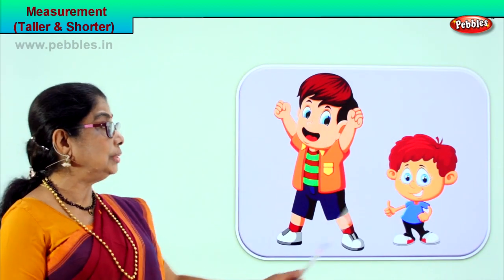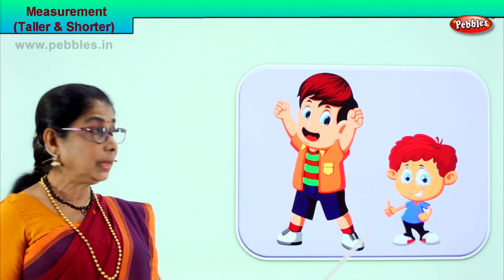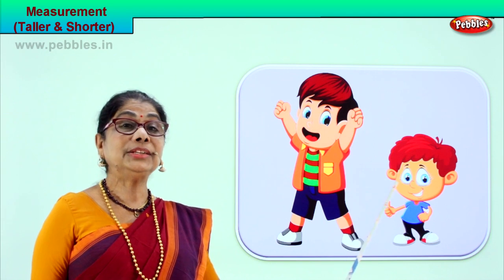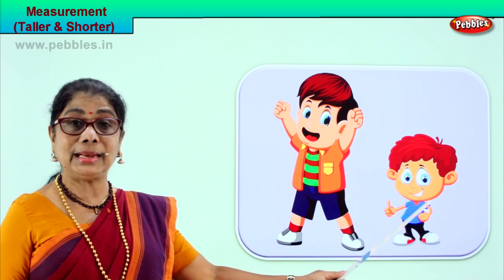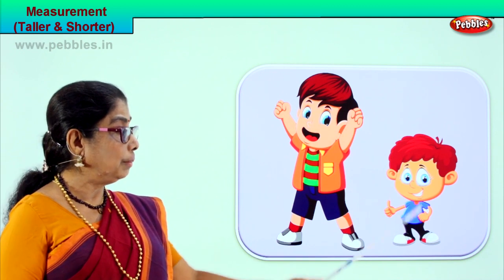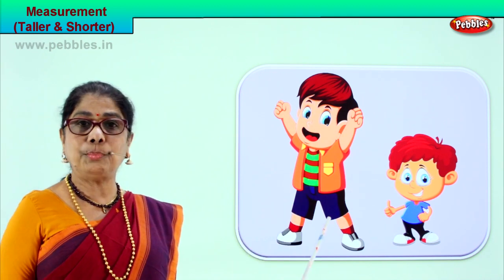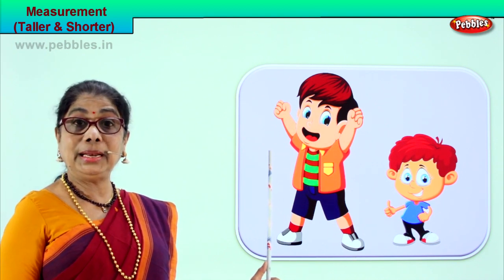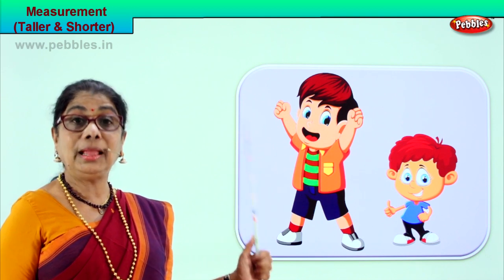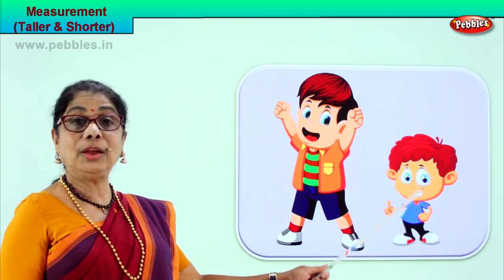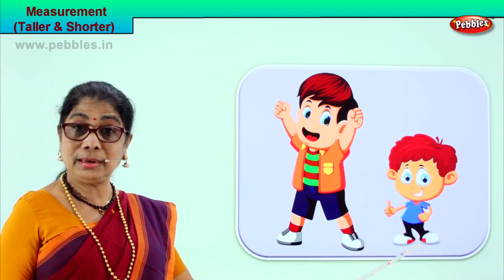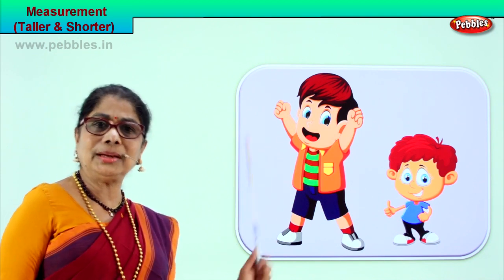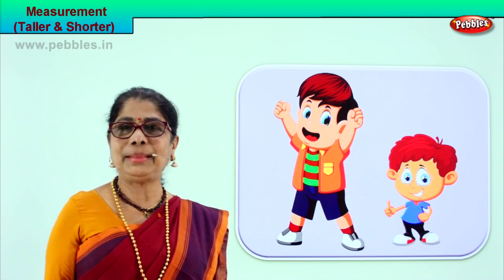Look what we have. We have two boys here. This boy is taller. This boy is shorter. Then we say this boy is taller than this little boy. Or this little boy is shorter than this boy. Taller, shorter. If you say A and B, the tall boy A is taller than the short boy B. Or we say this boy B is shorter than this taller boy. Taller, shorter. Good. Let's take another picture.